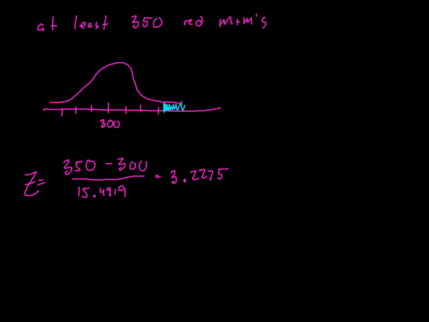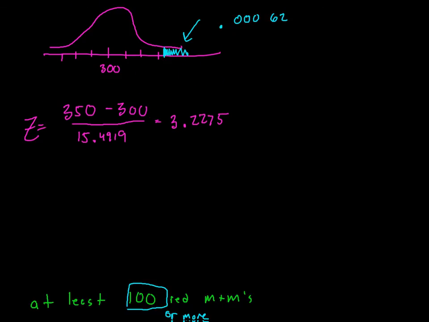And I want to go higher because at least means higher. So for me to find the probability, I'm going to grab normal CDF. I'm going to go from 3.2275, comma 99, and I get that the probability of that little tiny tail right there is 0.00062. So it's extremely small. It's a very low chance of that.